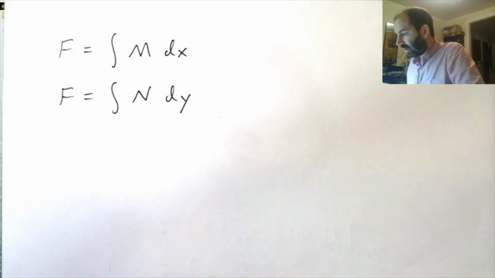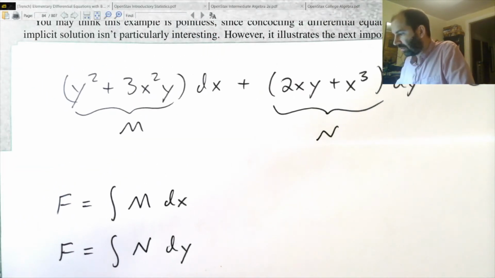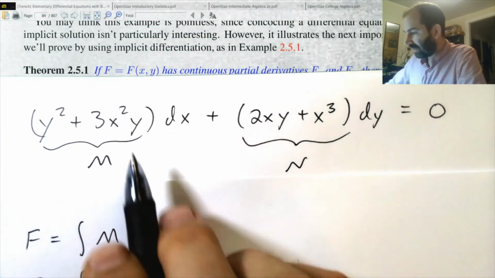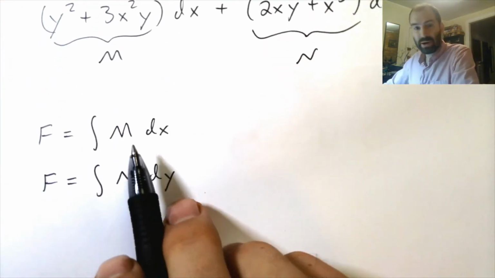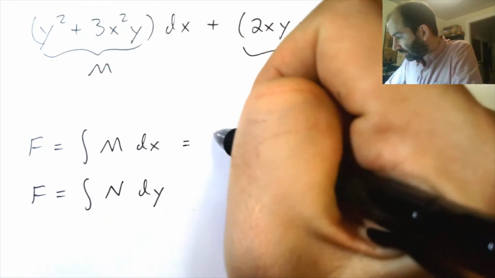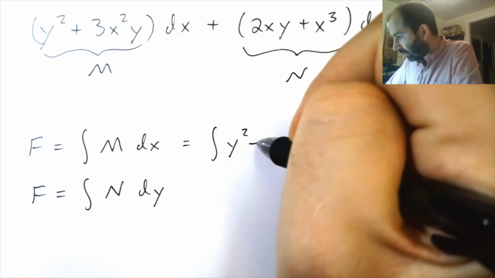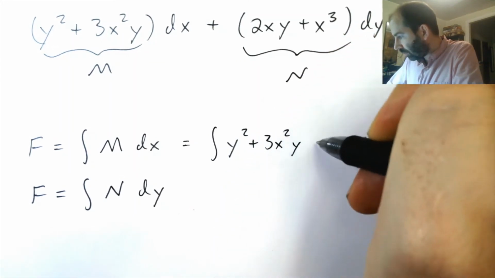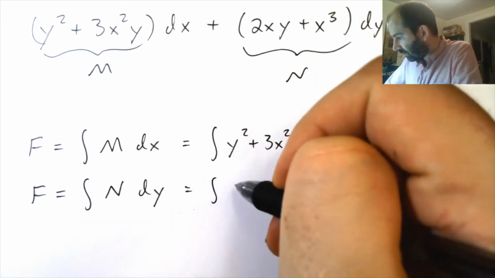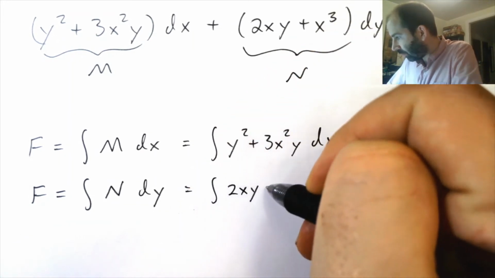Now, I took that paper away too soon. What are M and N? Well, M is this function, right? So I'm going to anti-differentiate that with respect to x, right? So let's see what we get. And what's N? It's going to be this guy. I'm going to anti-differentiate that with respect to y.